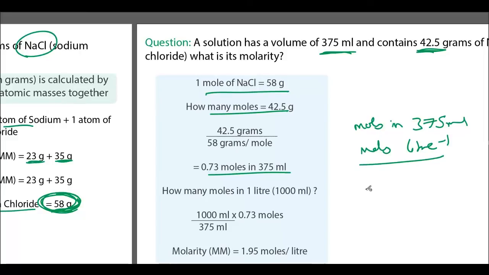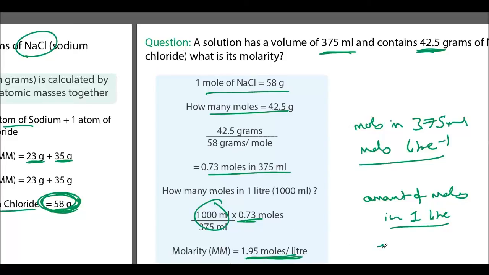So how are we going to calculate this? Well, we need to know how much bigger 1,000 is than 375. So if we do 1,000 divided by 375, and then multiply it by 0.73, it will give us the amount of moles in 1 litre. So the amount of moles in 1 litre is 1.95, or we say 1.95 molar.